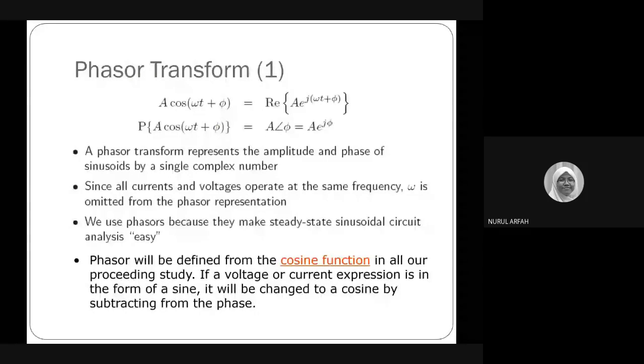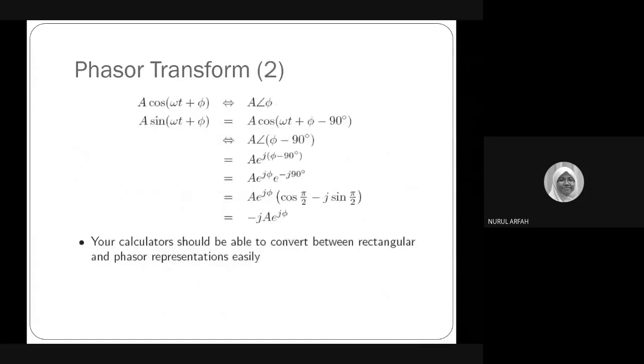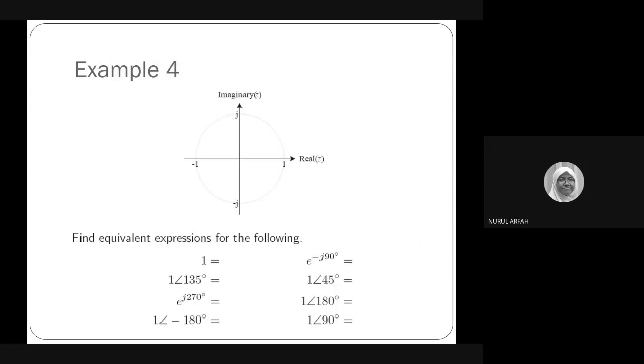Okay, so phasor form will be different from cosine function in all preceding study, meaning in your class, you're going to have a cosine form. This one does not need the calculator, but you can also use your calculator. But I just want to highlight how you draw this on this graph. Phasor form.